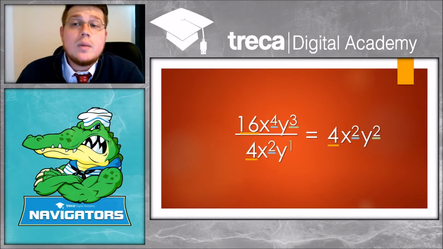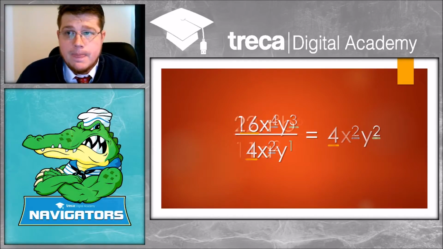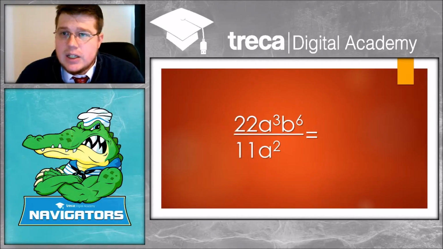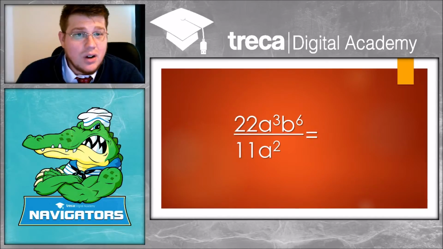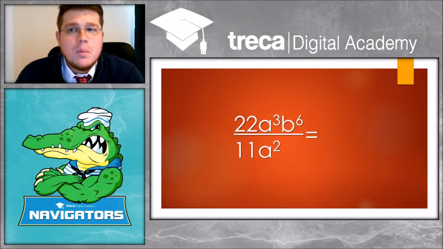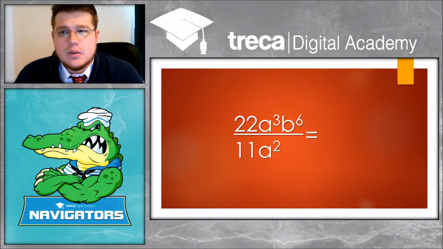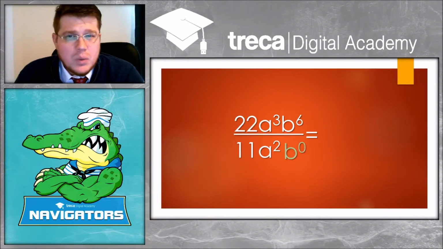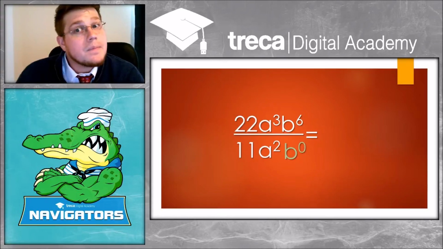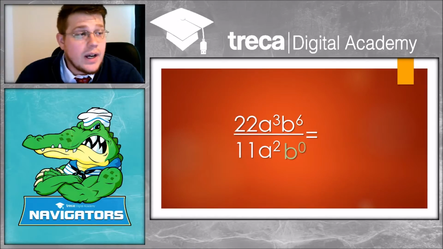We're going to try one more example together. 16a cubed b to the 6th power over 4a squared. Now we see that there's a problem with our subtraction method. There aren't any b's to subtract, but we can pretend like we've got a b to the 0th power here, because that's like multiplying by 1, which doesn't change anything. Okay, so let's get started. Dividing our coefficients.